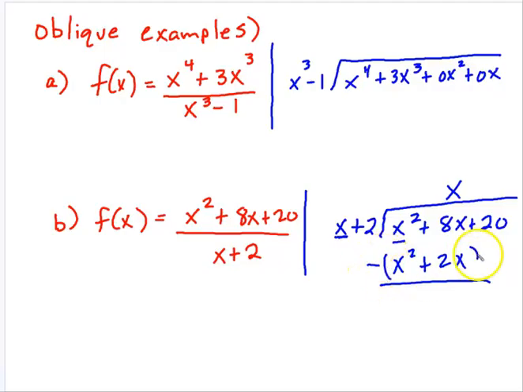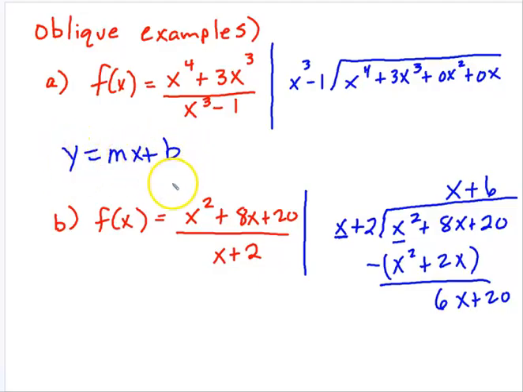All right, subtract. 8 minus 2 is 6x. Okay, now I'm dividing first term into first term, and that goes 6. Now, you don't have to feel like you got to take this all the way to remainder. Remember, an oblique asymptote is a y equals mx plus b equation. Well, we have it. Our oblique asymptote is going to be y equals x plus 6.